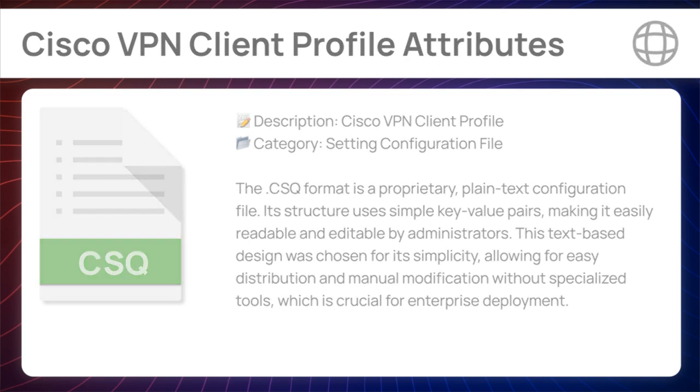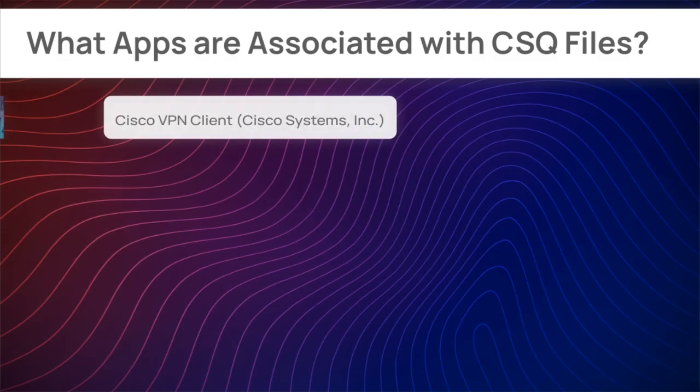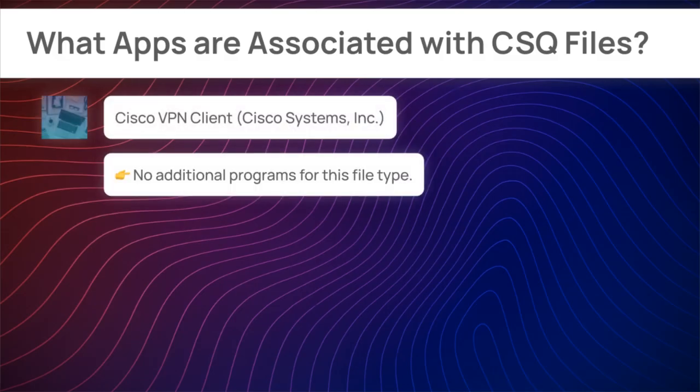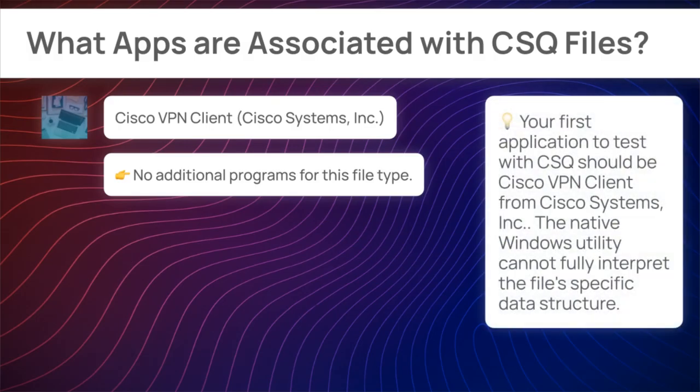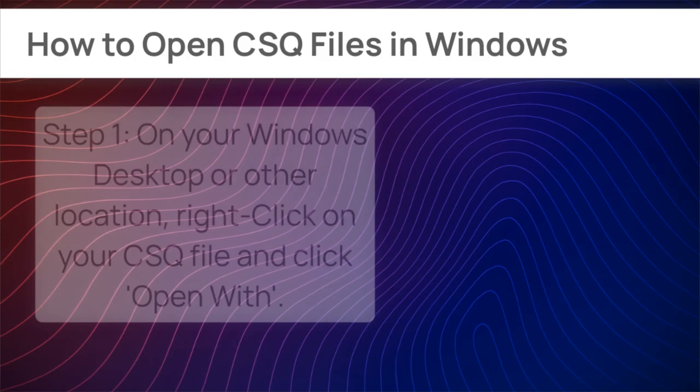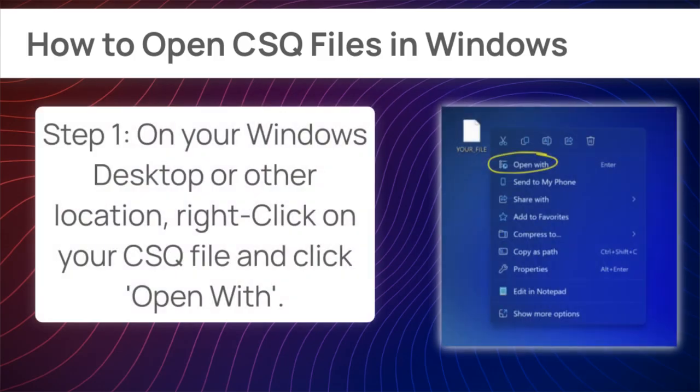This text-based design was chosen for its simplicity, allowing for easy distribution and manual modification without specialized tools, which is crucial for enterprise deployment. Windows registers the CSQ file as an opener for Cisco VPN Client developed by Cisco Systems, Inc. The native Windows utility cannot fully interpret the file's specific data structure. Windows may open the file easily, but safe modification requires knowledge of each setting's effect. We'll systematically check the compatibility list.